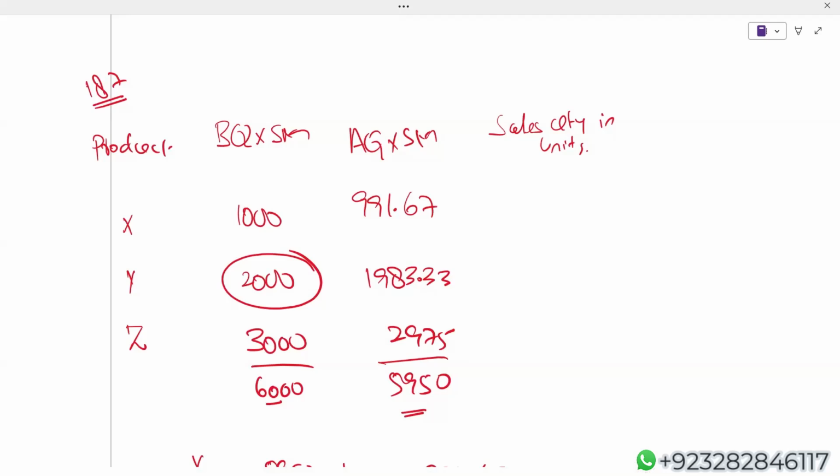So simply 1000 minus 991.67 gives us 8.33 adverse. Here we're getting 16.67 adverse. Then simply 25 adverse.